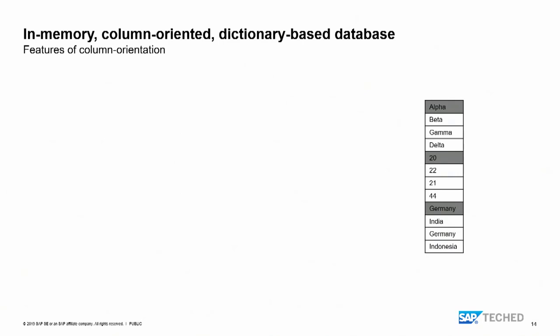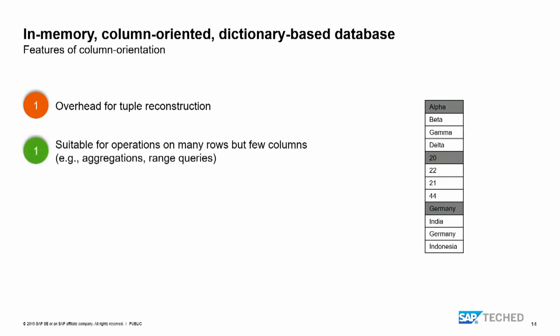And I start with the main downside. We have an overhead for tuple reconstruction. What does this mean? Tuple reconstruction means I want to get all data that belong to one row or one tuple. For example, I want all values that belong to alpha. If I do that, it's alpha, 20, Germany. And I have to jump now in my main memory. And this takes time.